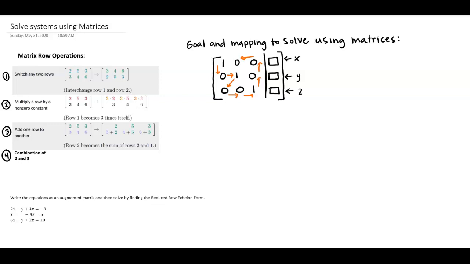But before we can start solving this system of equations, we first need to understand the rules of what we can do with matrices. So our matrix row operations, right, there's a few things that we can do with matrices. We can switch any 2 rows. So if we have this top row, this bottom row, notice that all that was changed in the second matrix was that it was switched. So that's one of the things we can do.